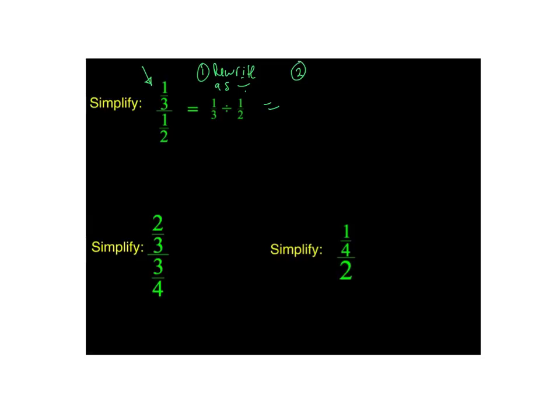Those are the steps we're always going to use. We're going to set it up as a complex fraction, that's this guy. We're going to rewrite it as a division problem. We're going to solve it as a multiplication problem. So we know that what we're really doing here is 1/3 times 2/1, which has nothing to cross reduce, so we just multiply across to get 2/3.